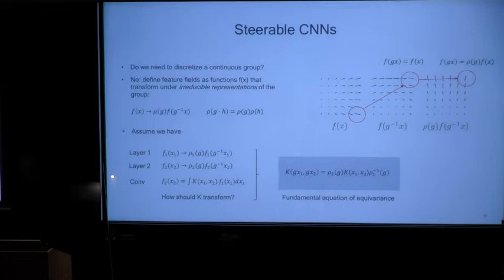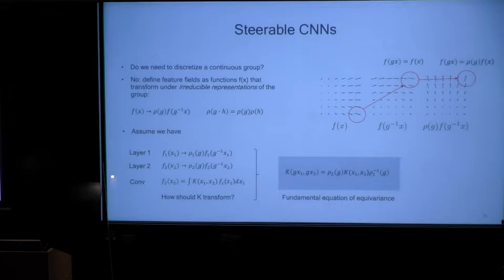So F is a feature field of a neural net, like the activations in a feature map. Under some group transformation G, we know how F1 transforms, which is one layer, and then we know how F2 transforms, which is the next layer. And we also know how to get from F1 to F2, because that's just taking some convolution over a kernel. There is some kernel K here.